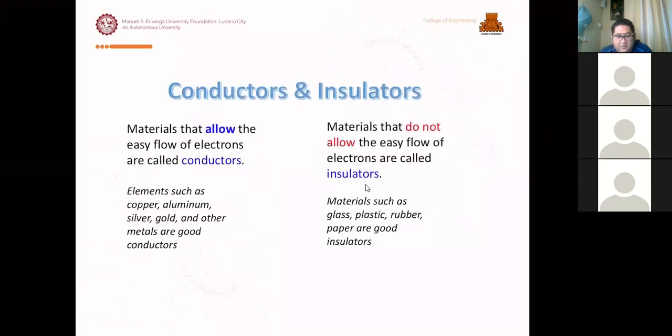Then we have our conductors and insulators. I already covered this in our thermal expansion topic last phase. When we say conductors, they allow electrons to flow easily. Examples of conductors are copper, aluminum, silver, and gold. These are some metals that are good conductors. Insulators are those that do not allow easy flow of electrons. Materials such as glass, plastic, rubber, and paper are good insulators.